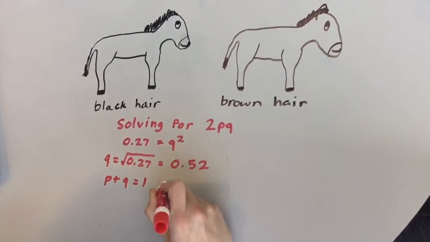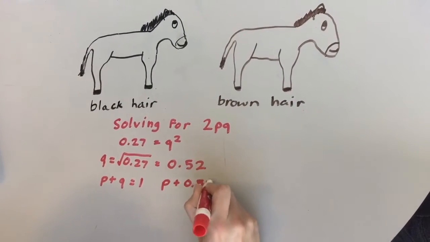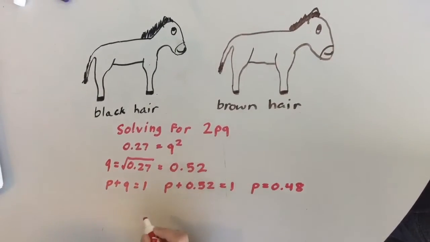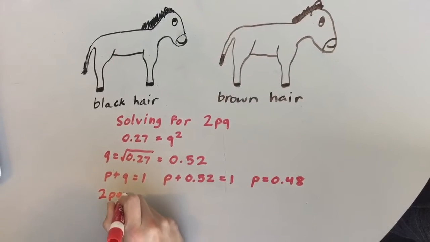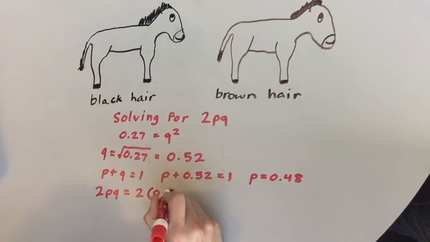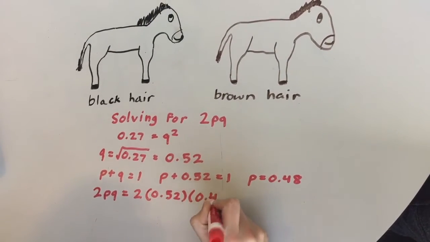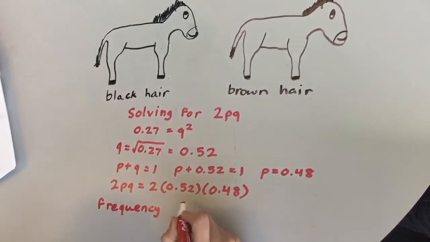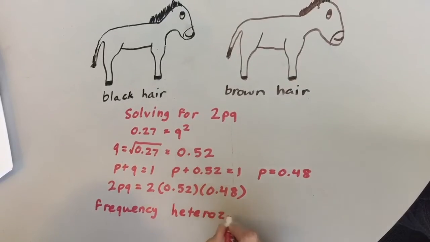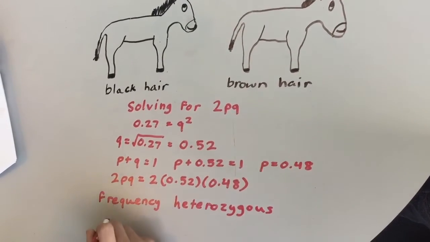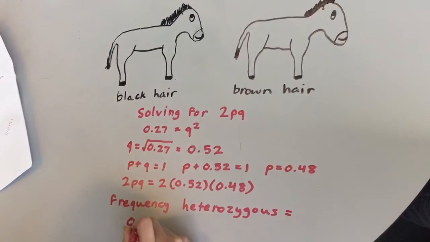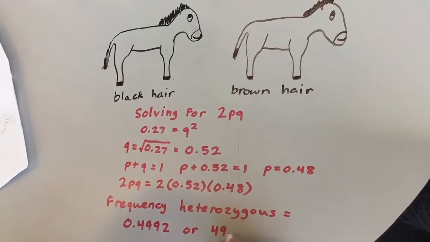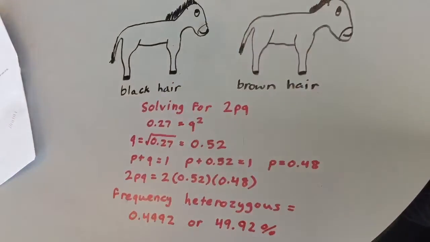q squared is given in the problem as 0.27, so to find q, we need to take the square root of 0.27, which is 0.52. To find p, we use the equation p plus q is equal to 1 and solve for p. When we do this, we get that p is equal to 0.48. To find the frequency of heterozygous individuals, we plug in the values of p and q for 2pq and get 0.4992, which tells us that 49.92% of the population is heterozygous, according to Hardy-Weinberg equilibrium.